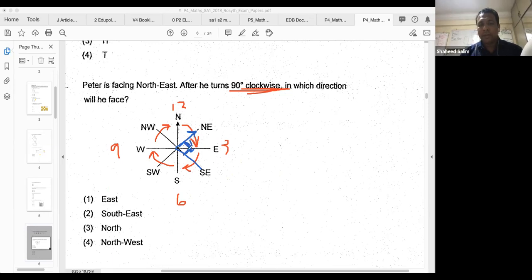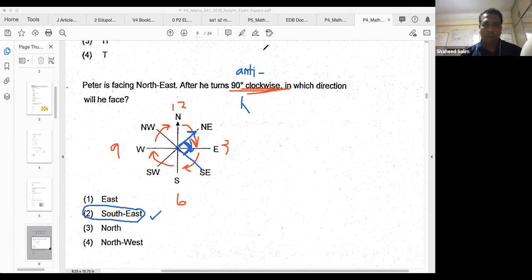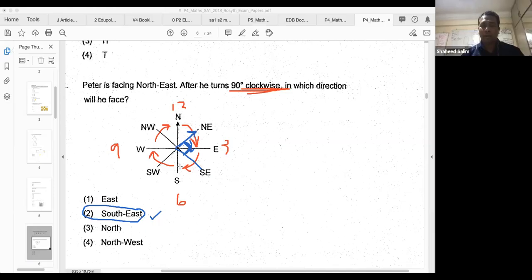This is 90 degrees. So the student who says southeast, I think it's Mr. Razik, you are correct. Let's say now they change the question like this, anti-clockwise, then Putra will be correct. But they did not say anti-clockwise. They say clockwise. So sorry. So the answer is southeast. Okay, here we go. We continue now with the next one. Good try.